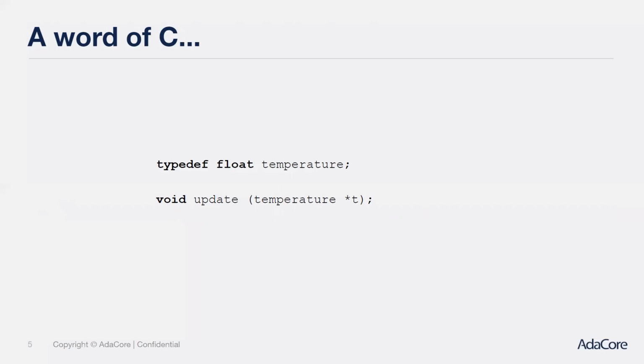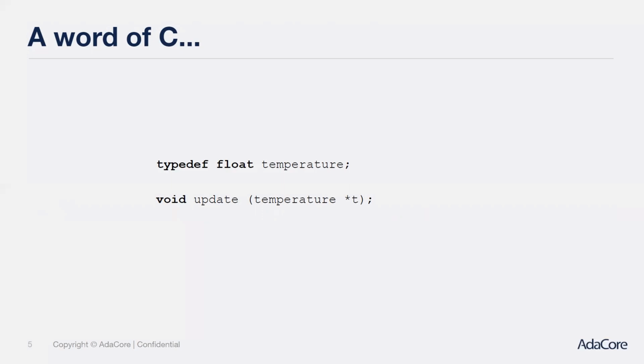But what I want to illustrate here is what does the language give you? What can be automated in terms of analysis? And truth being told, we don't know much. We know we have a float. We know that we pass it as a pointer. We don't know if it's an array. We don't know if the pointer can be null.